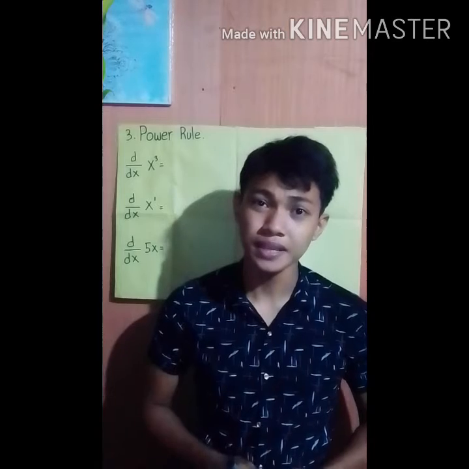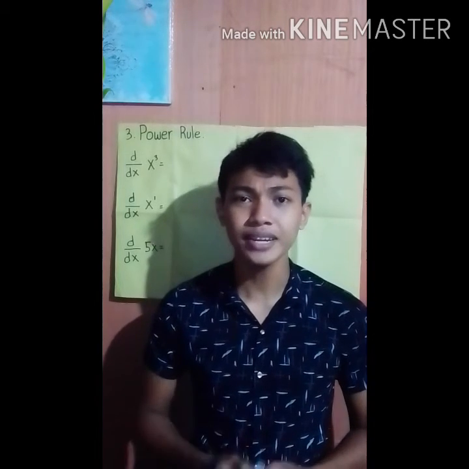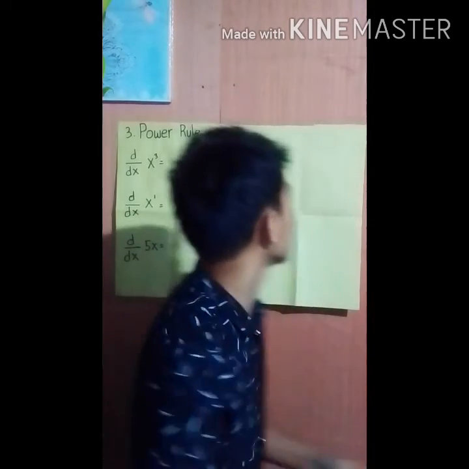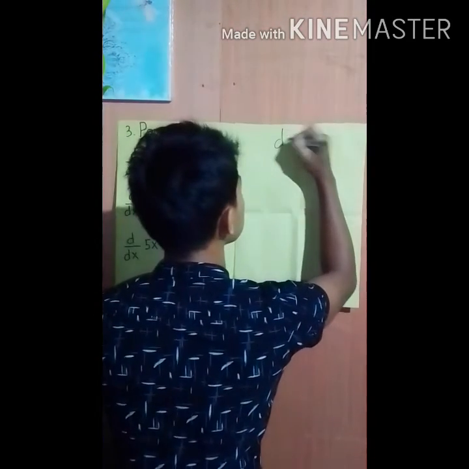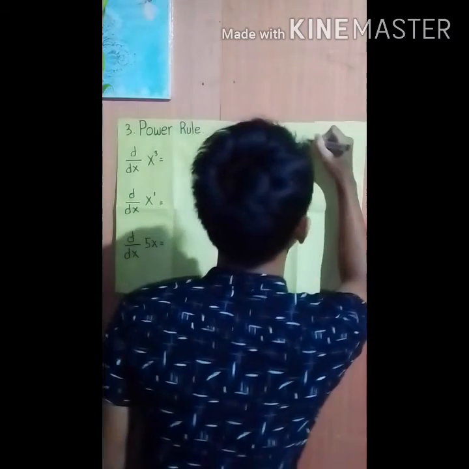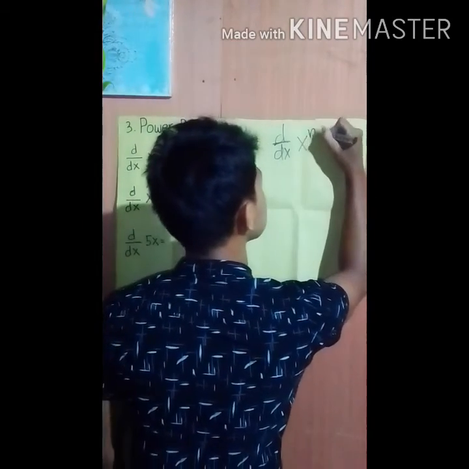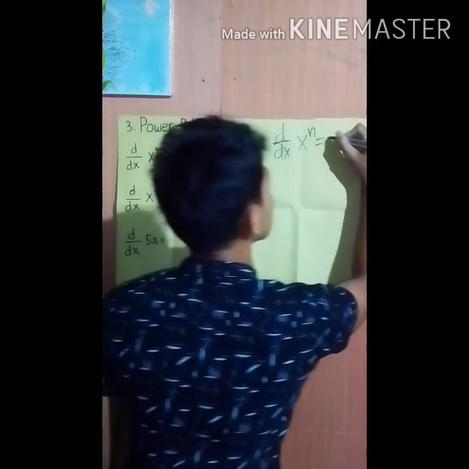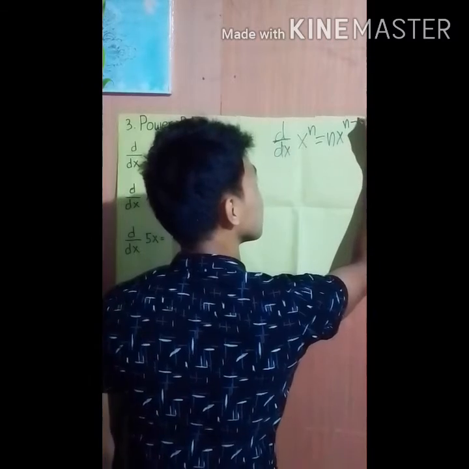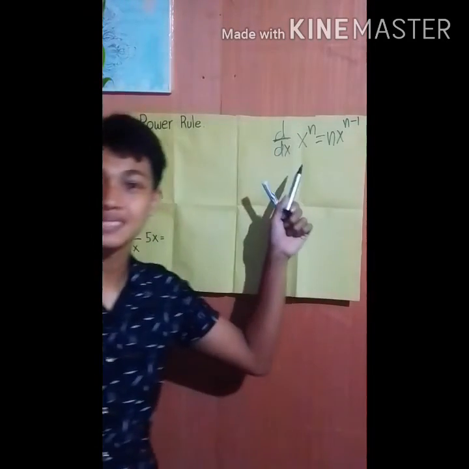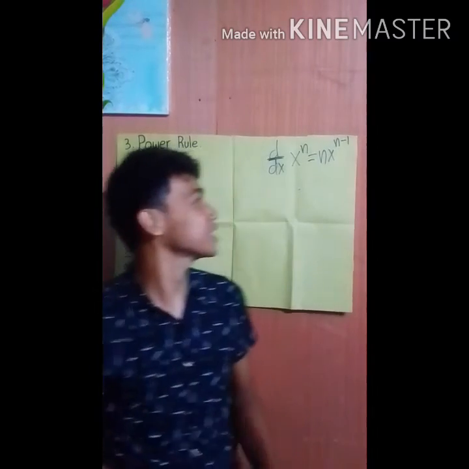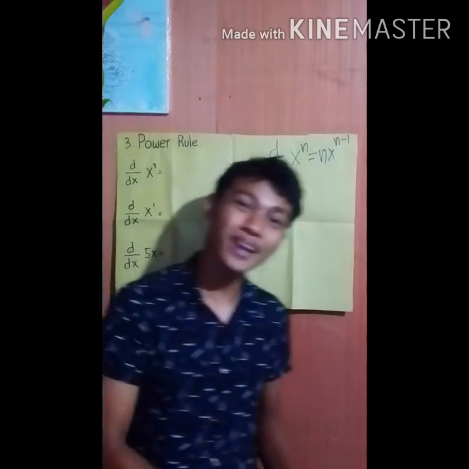For rule number 3, power rule. But before that, let's recap the formula for the power rule. So the derivative of x^n is equal to n x with the exponent of n minus 1. And now, let's solve a problem by this given formula. Let's try it.